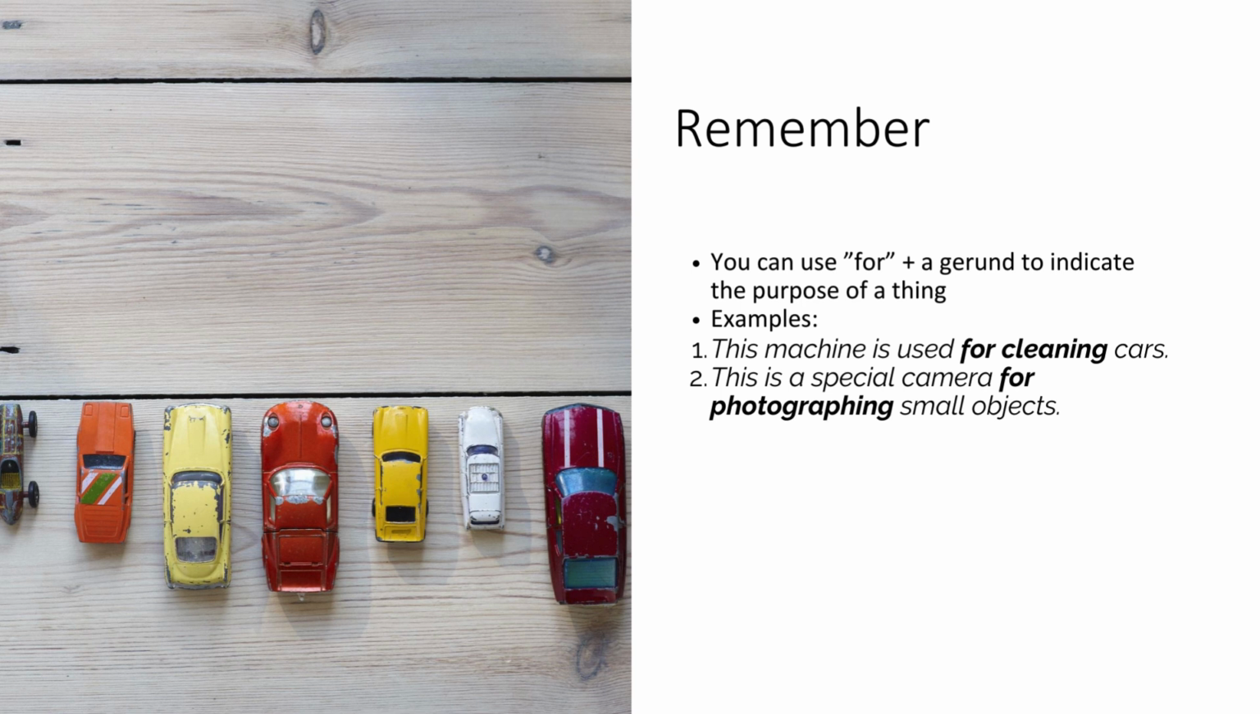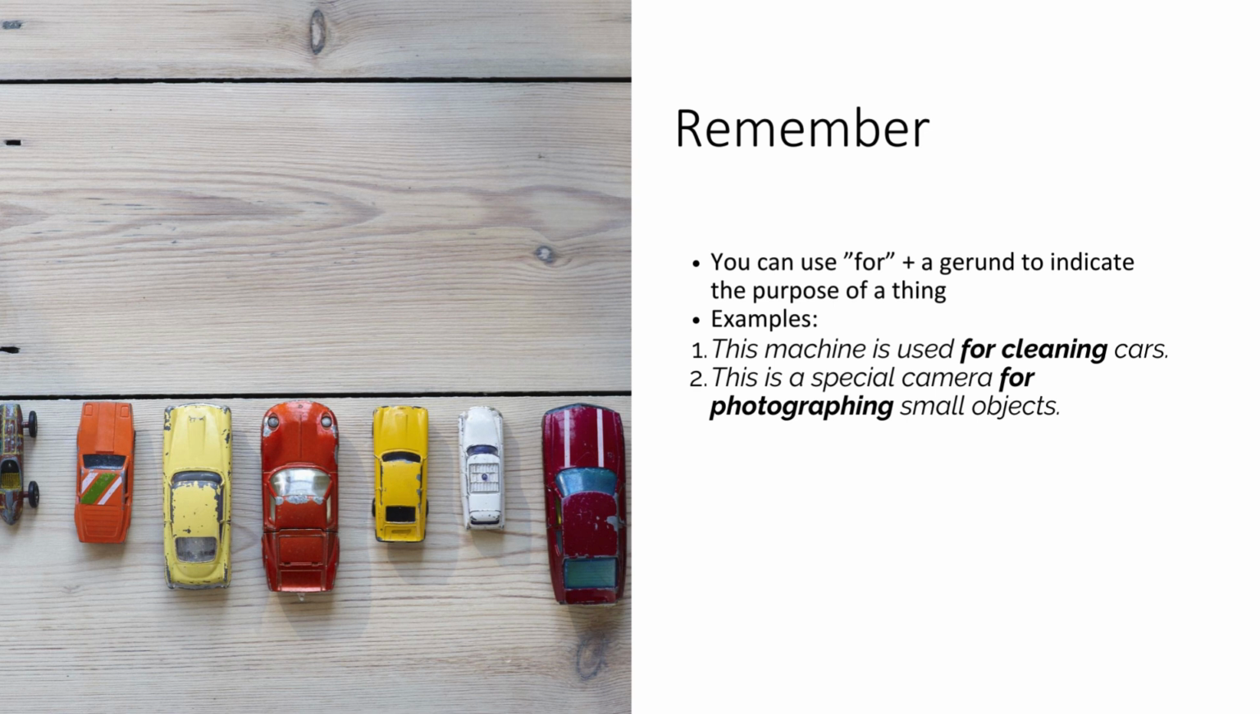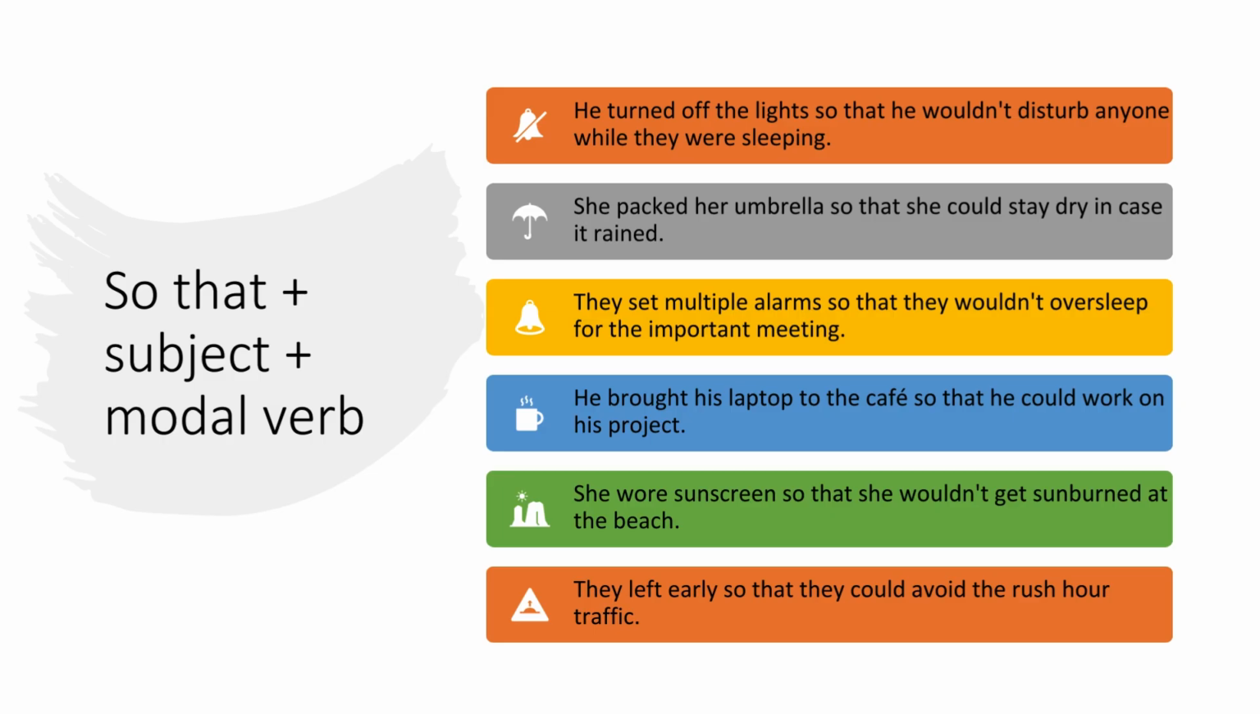So remember, you can use the word for plus a gerund to indicate the purpose of a thing. I have some examples here for you. This machine is used for cleaning cars. This is a special camera for photographing small objects.